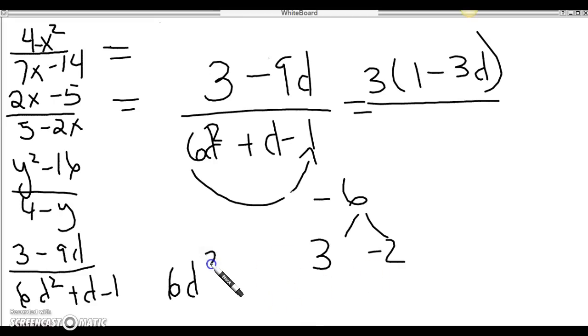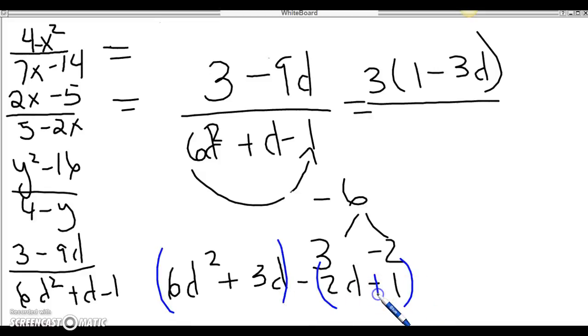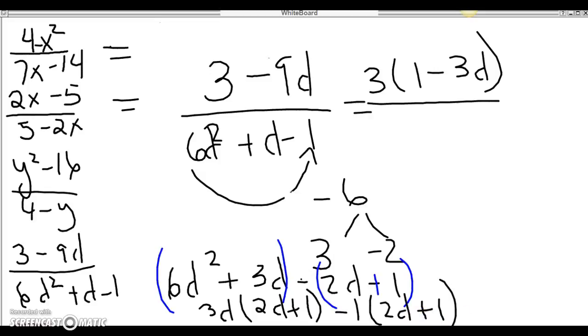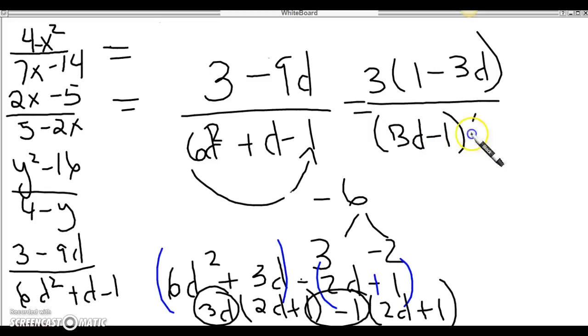So I get 6d squared plus 3d minus 2d minus 1. I group them. This changes to a plus because I put it in front of a negative. I can pull out a 3d, and I'm left with 2d plus 1. Here nothing can come out, so there's an invisible 1, and that's 2d plus 1. So I have 3d minus 1 that I can pull out, and at the bottom I have 2d plus 1 that they have in common. And so up top I can switch it around.